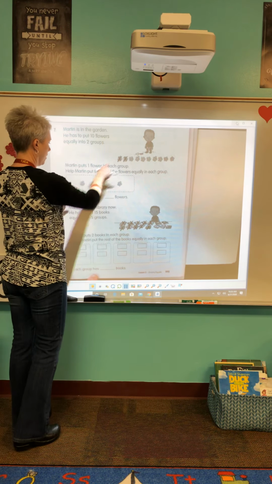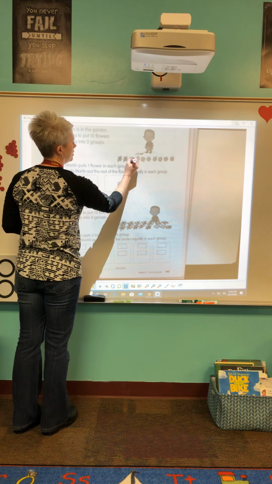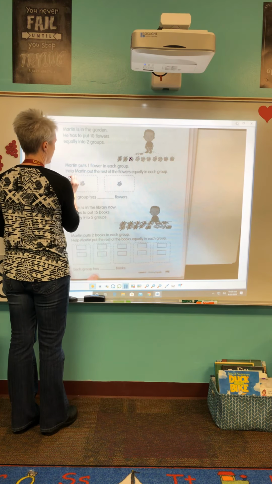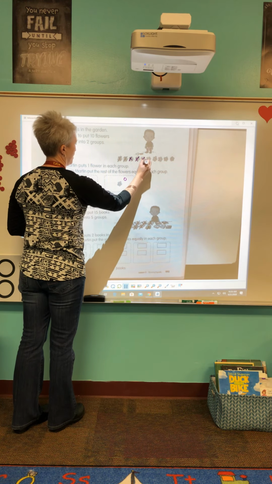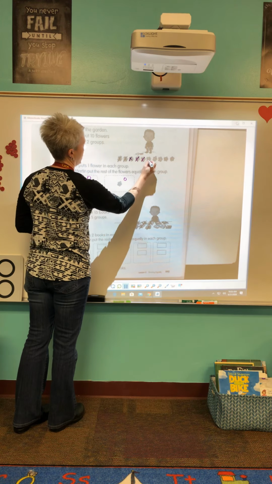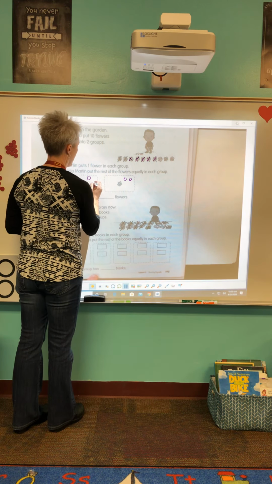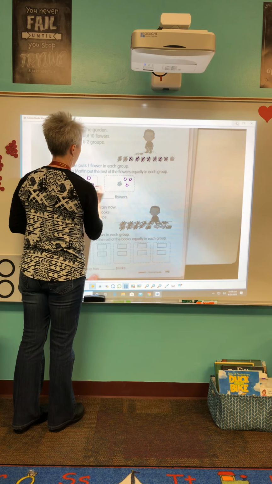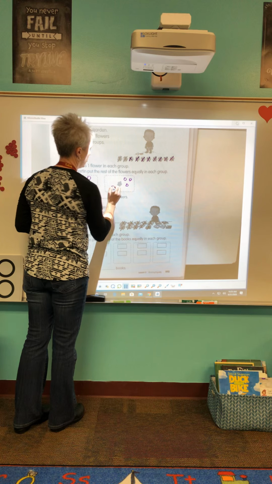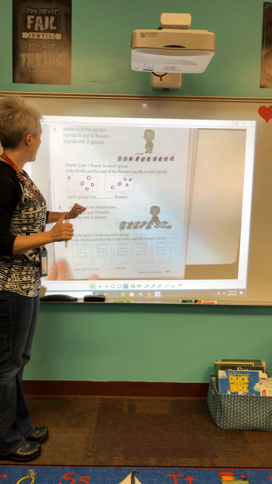Okay, so he put 1 here and marked it off. He put 1 here and marked it off. So we'll do the same thing. There's a flower. There's a flower. There's a flower. I'm not really good at drawing flowers. There's a flower. So every time you mark one off, you put it in a group. And you go back and forth with each group. Each group has blank flowers.